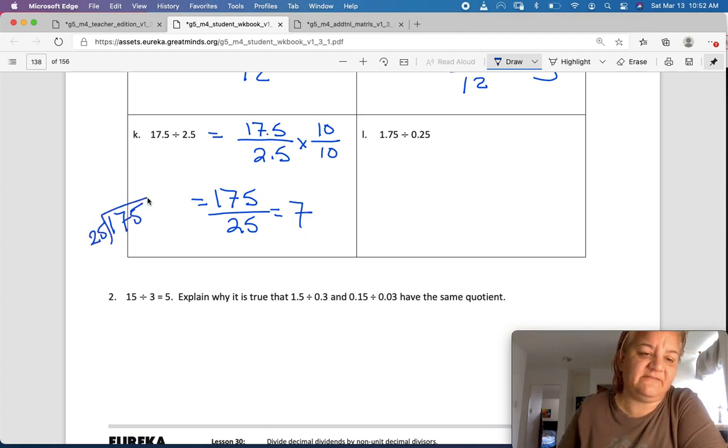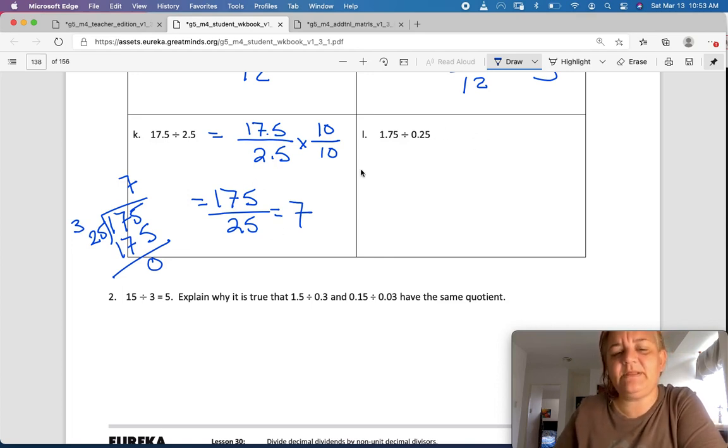Okay, 175 divided by 25. 25 goes into 17 0 times. How many times? Well, 25 goes into 100 4 times, and it goes into 75 3 times, so the answer would be 7. So 7 times 5 is 35, carry the 3. 7 times 2 is 14, plus 3 is 17. Okay, and my answer was 7. All right. Really, by 5th grade, you should be able to do that in your head. If you can't, we need to practice your math facts, okay?